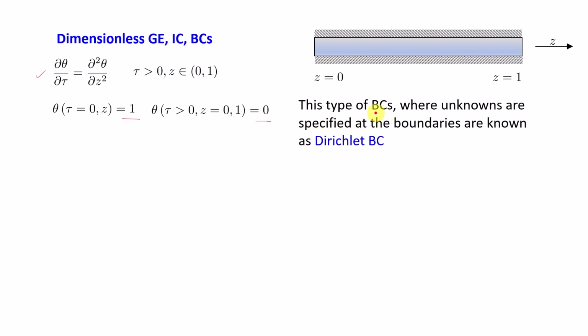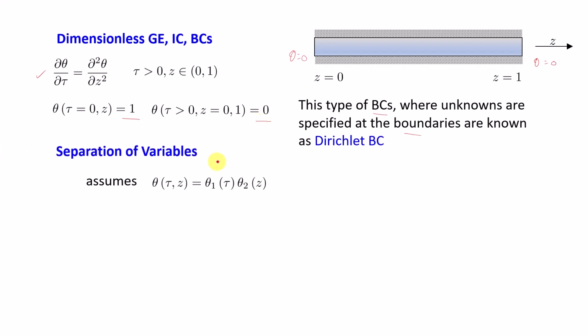This type of boundary condition, where the unknowns are specified at the boundaries, theta equals 0 at both boundaries, is called a Dirichlet boundary condition. These are actually slightly easier compared to other types of boundary conditions. For example, if fluxes are specified, then that becomes a Neumann type boundary condition. We'll discuss it more later. But right now, let's see how we can solve this problem analytically.